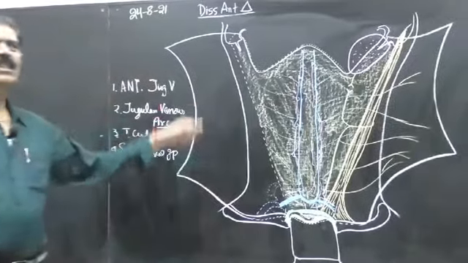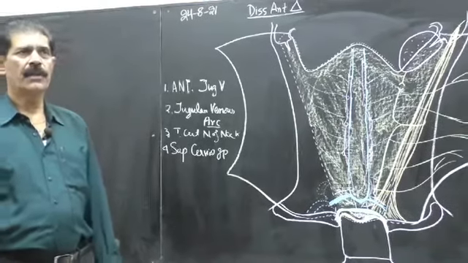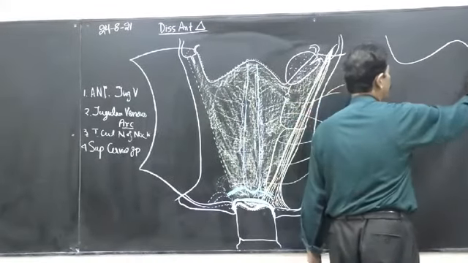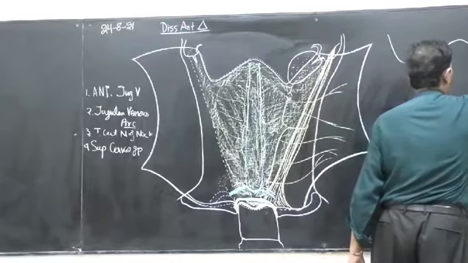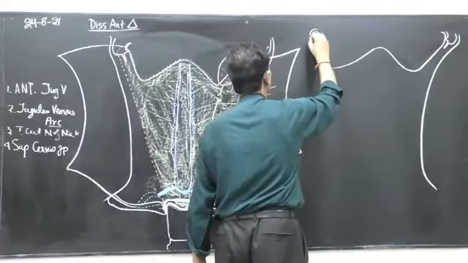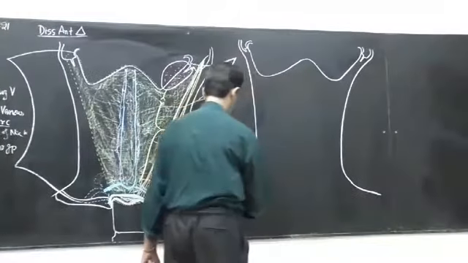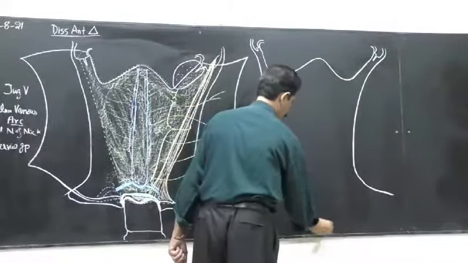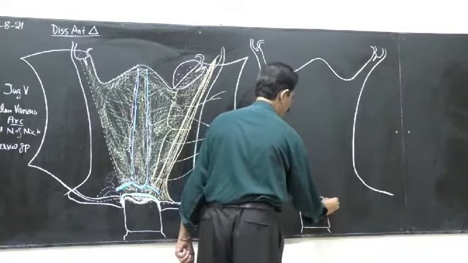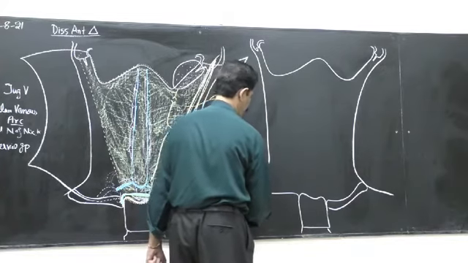So after seeing all these structures here, now we switch to the deep dissection. In the deep dissection, we will remove everything and see what lies deep to the anterior triangle. So after studying the superficial part of the dissection, now we will go into the deeper part of the anterior triangle to see what lies here. So this is the same clavicle and sternoclavicular joint.